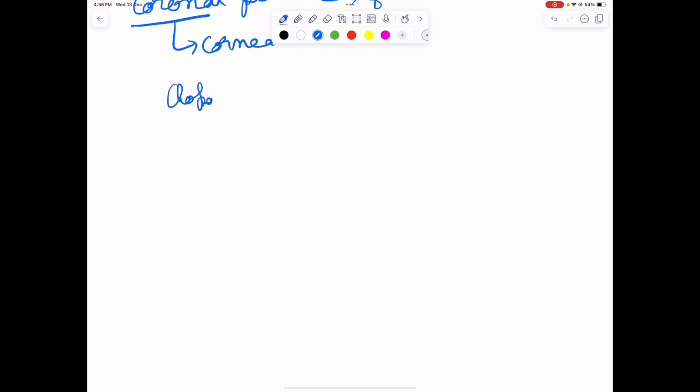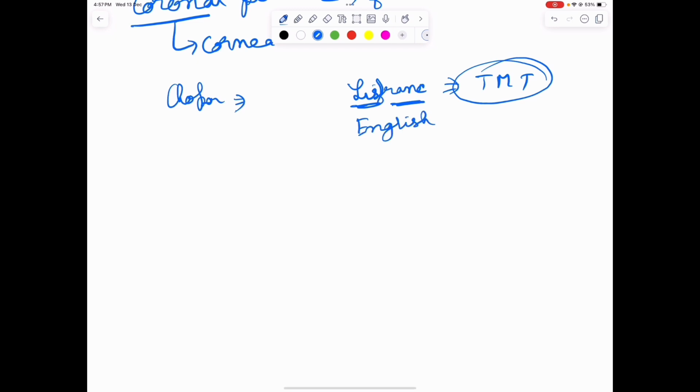Now we come to Chopart's joint. Chopart is intertarsal, and Lisfranc. Lisfranc, you can remember, is TMT. It is very strong. Now English and French people are very strong. They are joined by an undersea tunnel, that is made of TMT, that is tarsometatarsal.